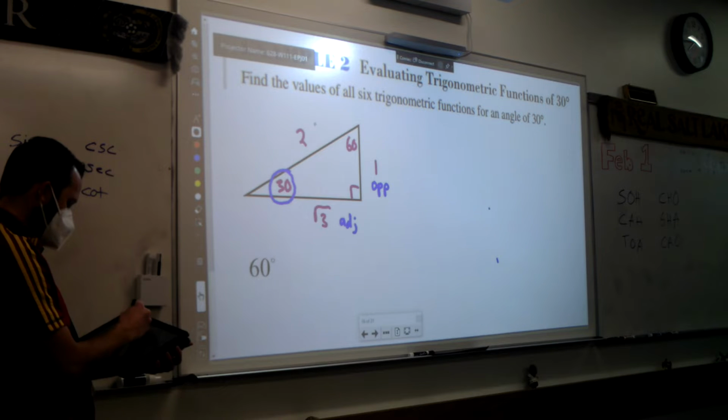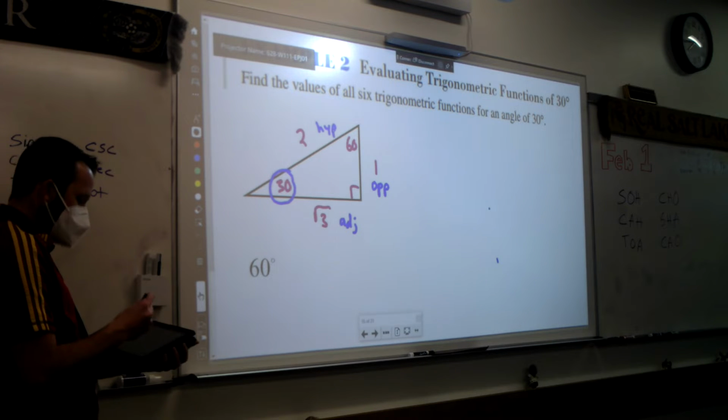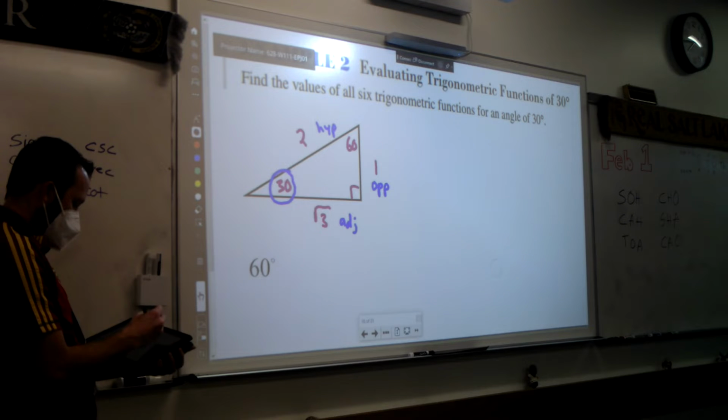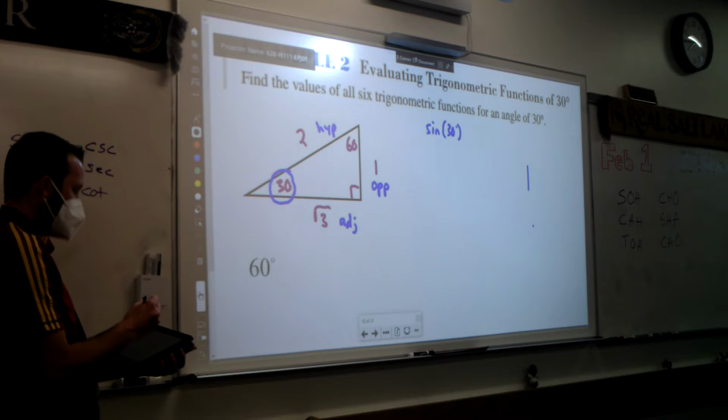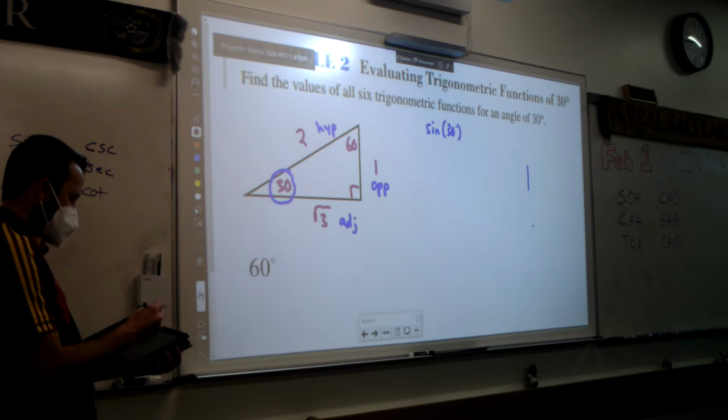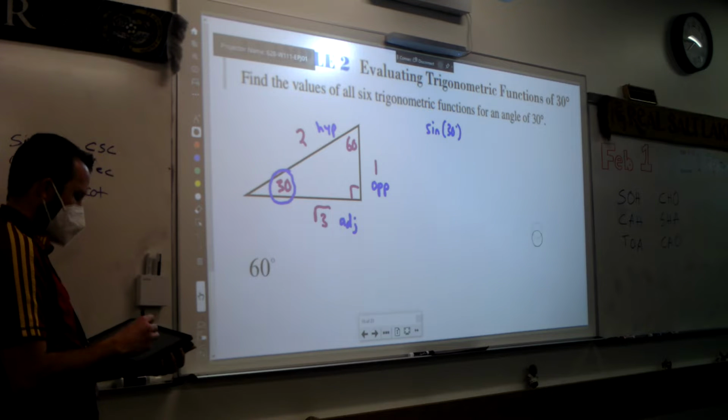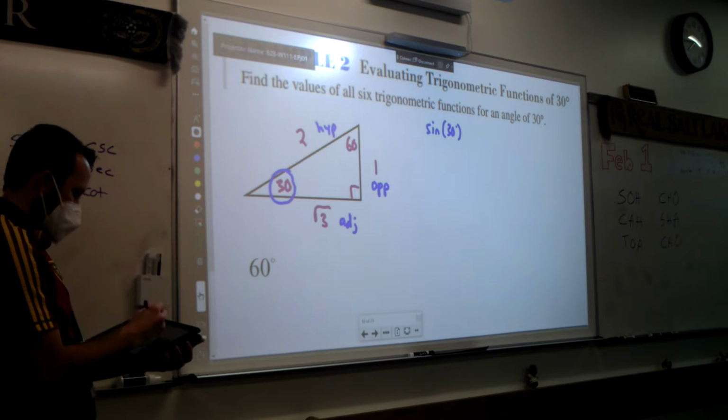Awesome. So what I want you to do is now go through with your group, and figure out what is sine of 30 degrees, cosine, tangent, then cosecant, secant, cotangent. And if you forgot, just look at SOHCAHTOA CHOSHAKOW on the sideboard.